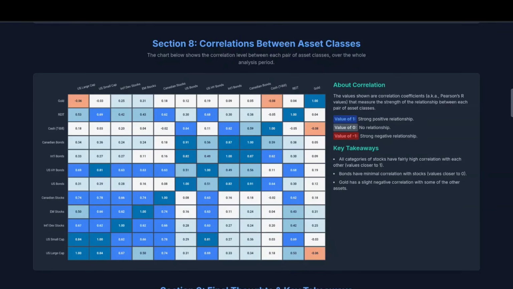So the values shown here are a correlation coefficient. It's sometimes referred to as a Pearson's R value. This measures the strength of the relationship between each pair of asset classes. A value of 1 would be a strong relationship, 0 would be absolutely no relationship, and negative would be a strong negative relationship. The key takeaways here are that all categories of stocks have a fairly high correlation with each other. Bonds have a minimal correlation with stocks, closer to 0, and gold has a slightly negative correlation with some of the other asset classes here.